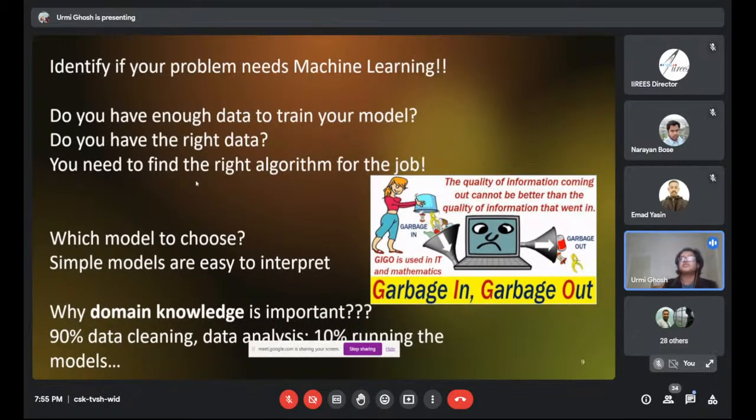A statistician would not be able to interpret geological data the way a geologist would, and predict better. So domain knowledge is very important because only 10% of the time you would actually run the model, and 90% of the time it will be just data cleaning, data analysis and interpretation.